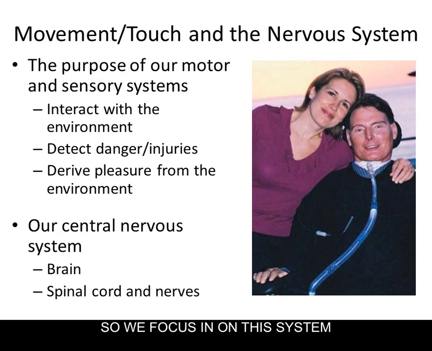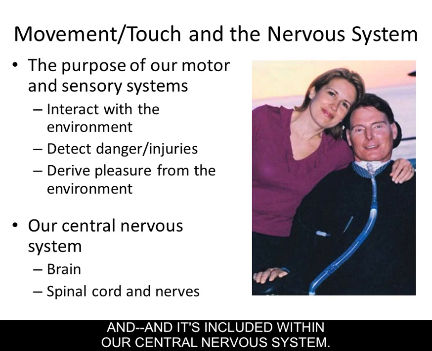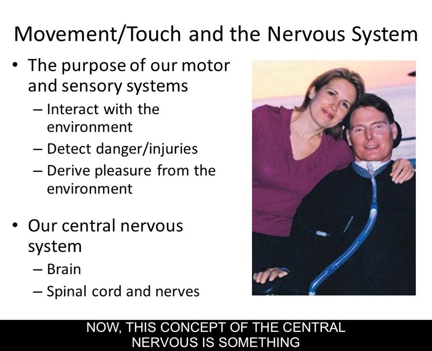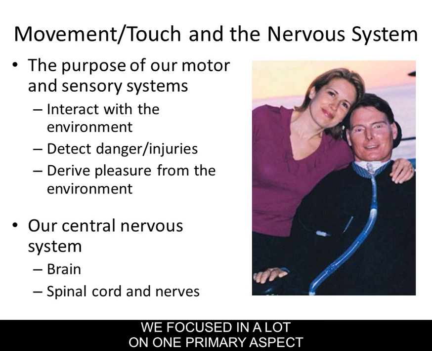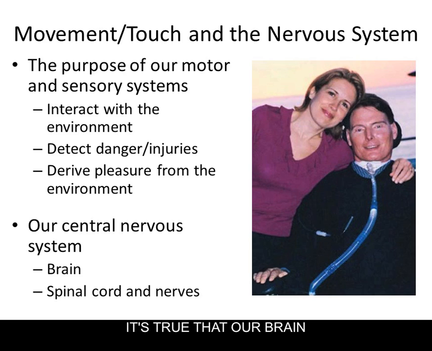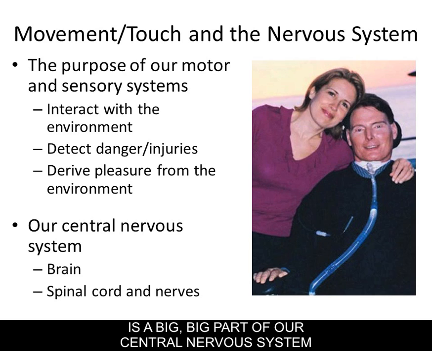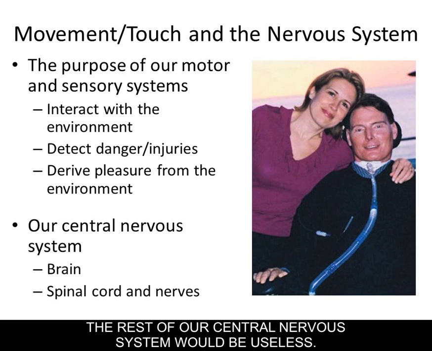So we focus in on this system, and it's a major part of our nervous system, and it's included within our central nervous system. Now, this concept of the central nervous system is something we've talked about earlier, but before today's class, we focused in a lot on one primary aspect of our central nervous system, and that's the brain. It's true that our brain is a big, big part of our central nervous system, and in fact, if we didn't have our brain communicating with the rest of our body, the rest of our central nervous system would be useless.